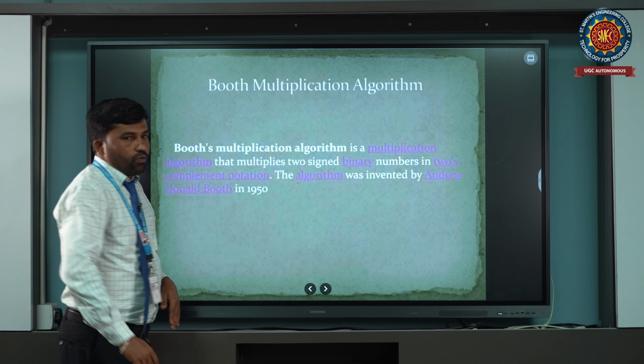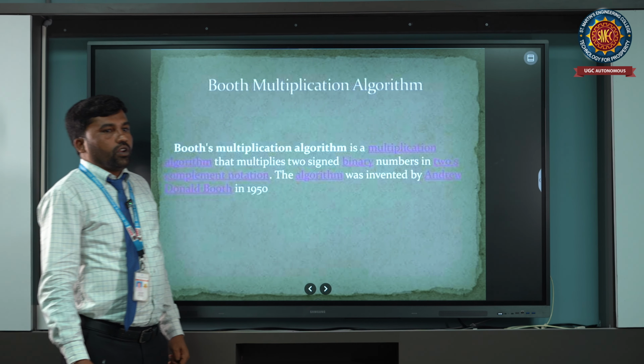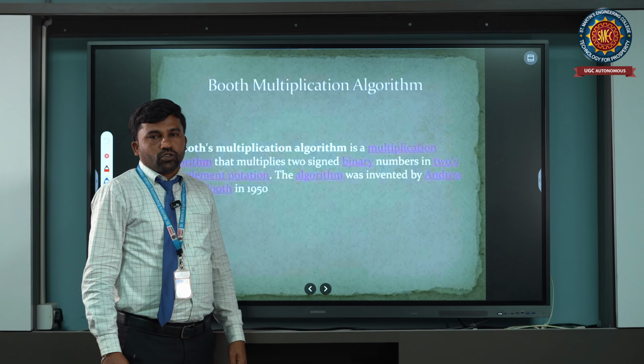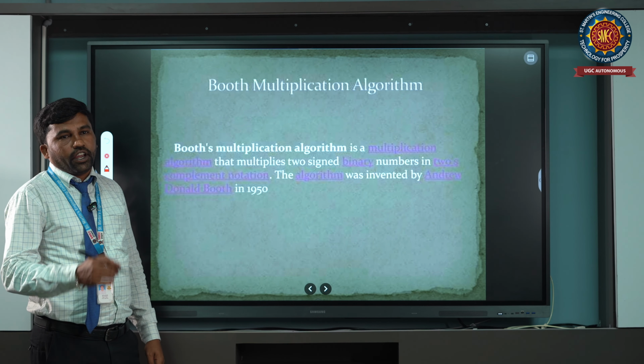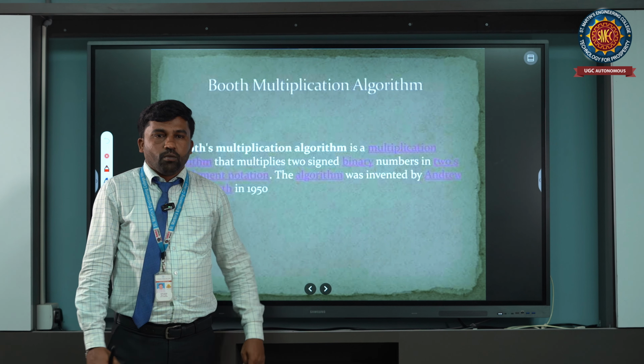Next we will discuss the Booth multiplication algorithm. The Booth multiplication algorithm deals with two signed magnitude data. If we give negative numbers to the computer, the computer can read only positive numbers.